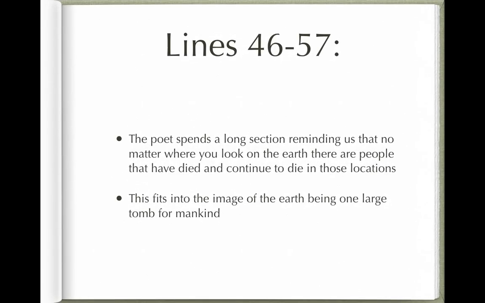Going to the next section, a fairly short section here of about 11 lines. In this section, no matter where you look on the earth, the poet is telling you there are people who have died there, and there's people who are going to continue to die there, and it's the idea of the cycle and the circle of life going on, that no matter what happens, there's going to be death in every section of the globe, and there's really no way to avoid or to get around that.